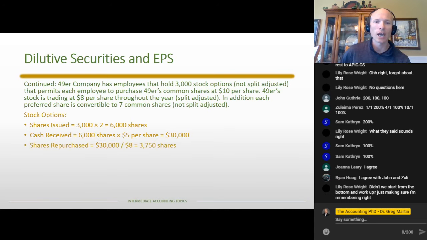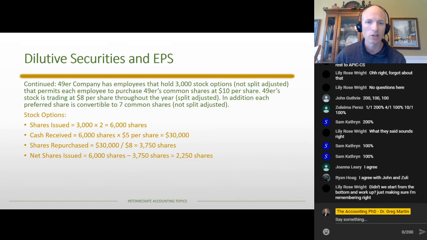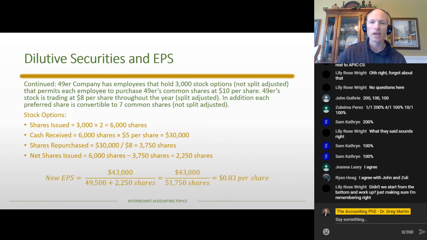We take that cash and we figure out how many shares they could repurchase. So we take 30,000 and we divide it by 8, which means that there would be 3,750 shares repurchased. And so you can see there are 6,000 shares issued and 3,750 shares repurchased, which means that the net shares issued is 2,250 shares.